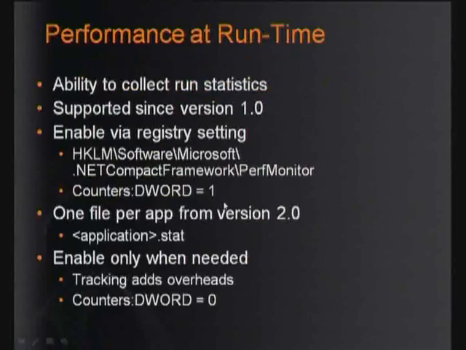This will generate a text stat file, which with version 2 is isolated to each application that runs. With version 1 of the Compact Framework, all the counters are merged into a single file, which might be hard if you're testing on a device with multiple Compact Framework applications running. With version 2, you can look for a particular application name. Tracking this has an overhead, it does slow the application down. So only use this if you really need to in order to help with your debugging.